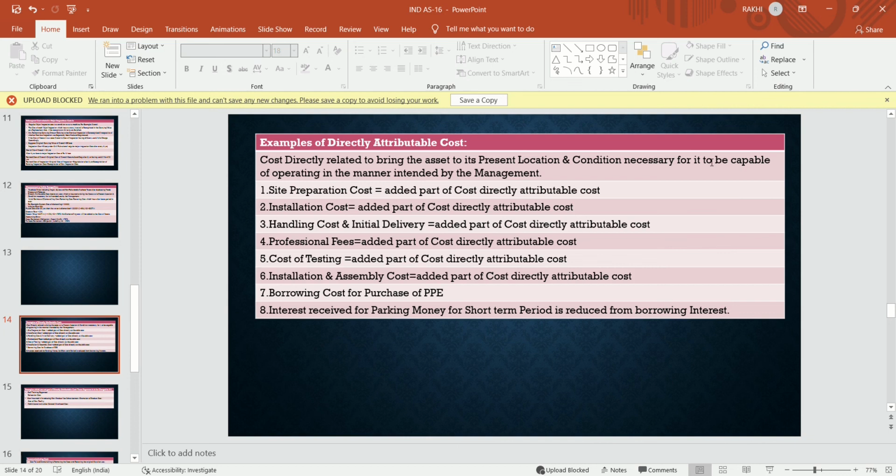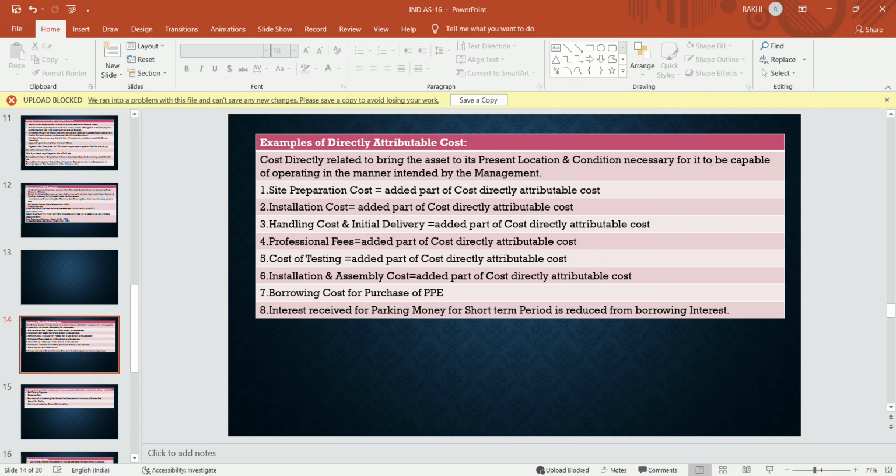Suppose installation and assembling cost. Borrowing cost. Suppose the company has taken a loan and then purchased a large machine. If the asset is a qualifying asset, and the company pays any interest on that, then that interest is to be capitalized with the respective asset. If the asset is not a qualifying asset, then that is to be charged to P&L.